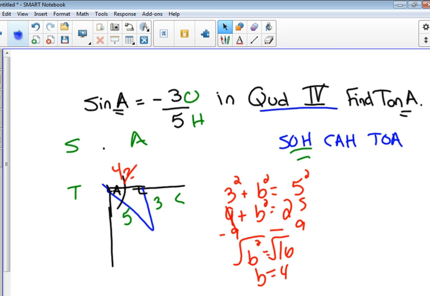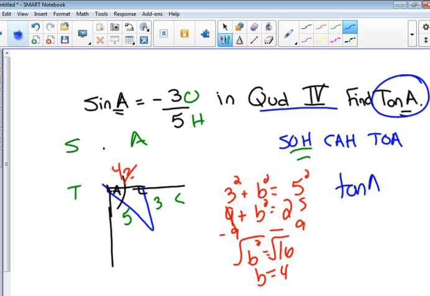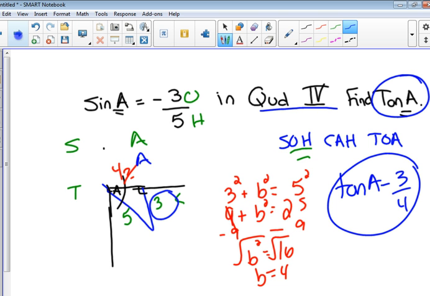Alright, so now I'm asking you about tangent. What would you use to find tangent? Good. Opposite over adjacent. Here's your adjacent, so 3 over 4. Good job. I think this is probably the hardest question to put on the test. You just have to make sure you draw it in the right quadrant.